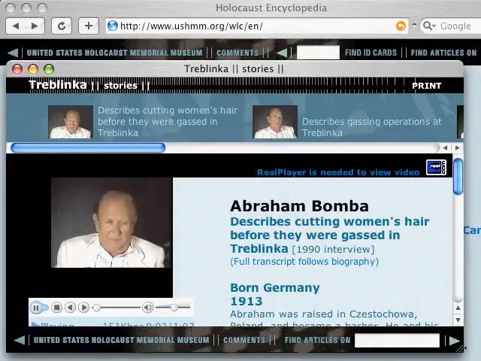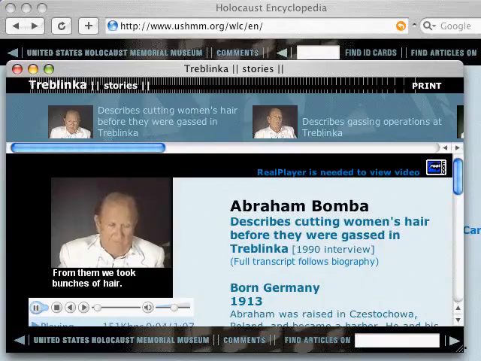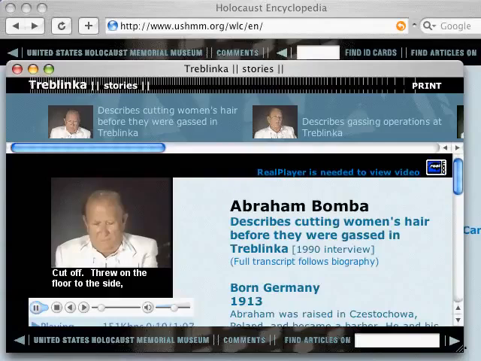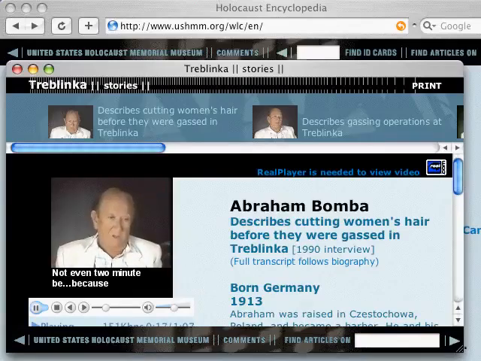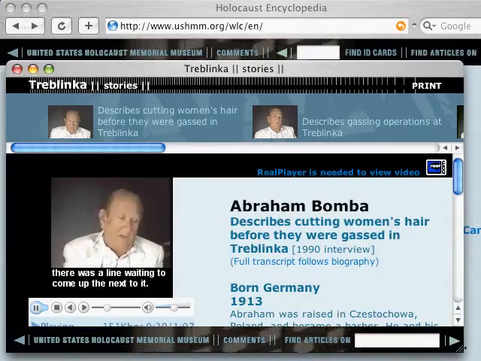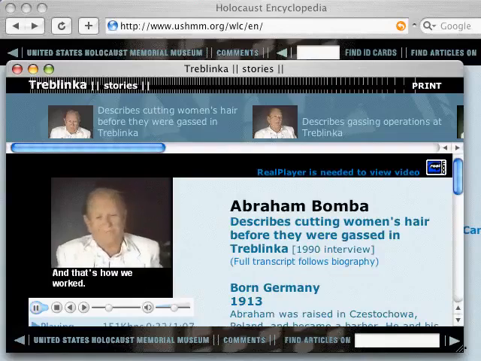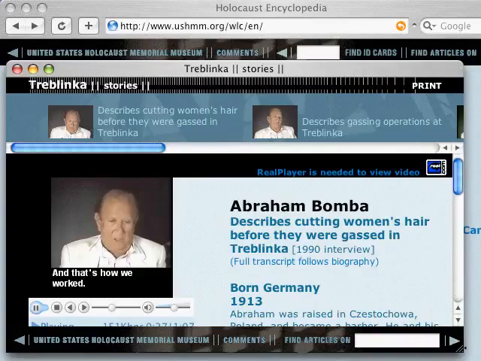We see this from them. "We took benches of hair, cut off, threw on the floor to the side. In about 2 minutes, has to be finished. Not even 2 minutes, because there was a line waiting to come up the next week. And that's how we worked." Except that's not how it would have worked. If you're going to get off the train and get gassed within the hour and then thrown into a pit, what is the point of a haircut?